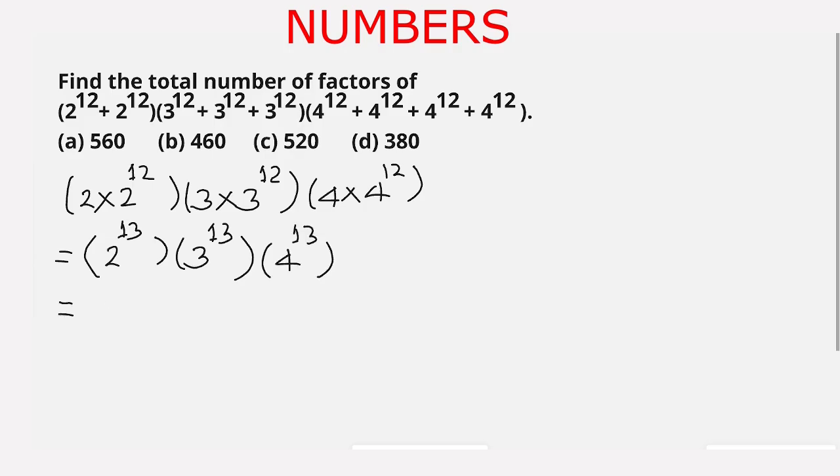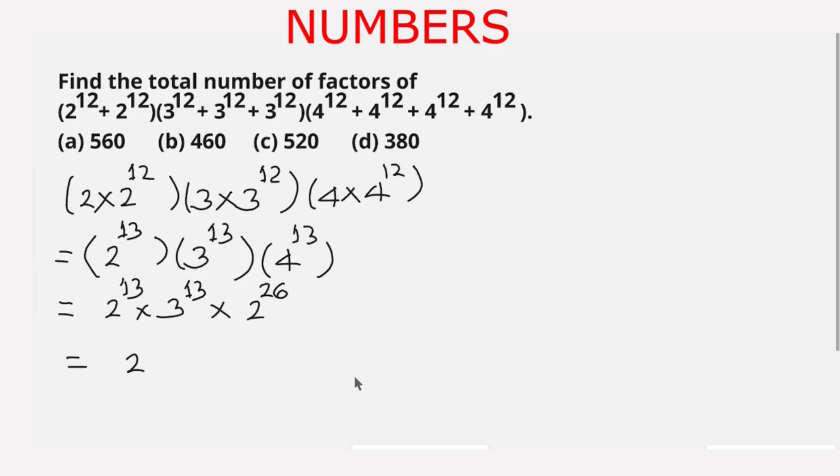So this can be written as 2 to the power 13 multiplied by 3 to the power 13 multiplied by 4 to the power 13. 4 to the power 13 can be written as 2 to the power 26, as 4 is 2 to the power 2, and in (2 to the power 2) to the power 13, the powers 2 and 13 are multiplied, so it becomes 2 to the power 26. This is equal to 2 to the power 13 multiplied by 2 to the power 26.